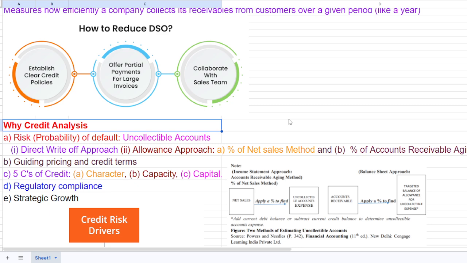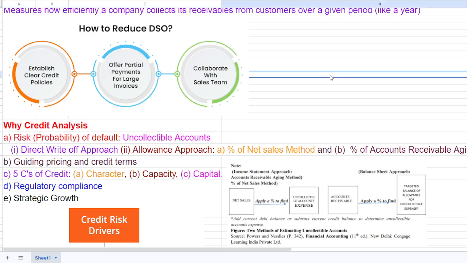Why is there a need for credit analysis? The first point is the probability of default risk. Risk means something we can quantify, that is, the probability of default. Then there is the uncollectible account. Concerning uncollectible accounts, you have to understand that we have two methods here.